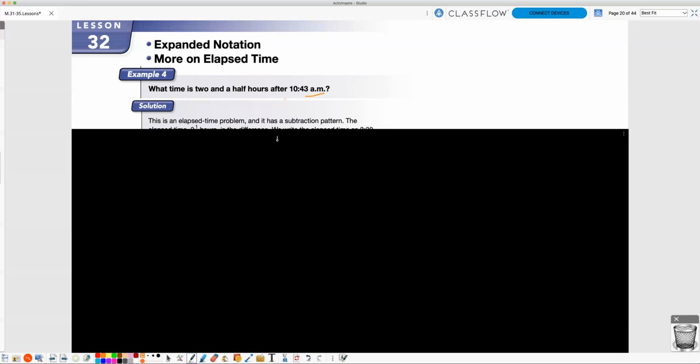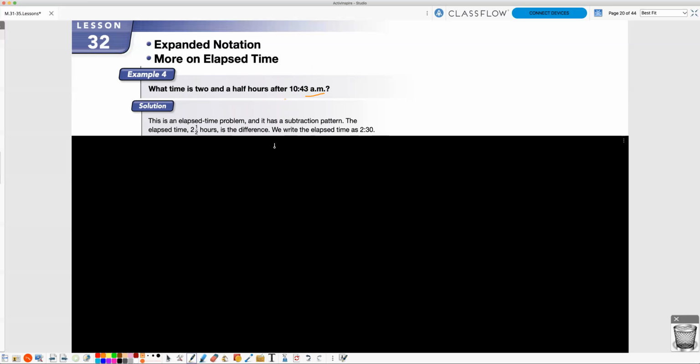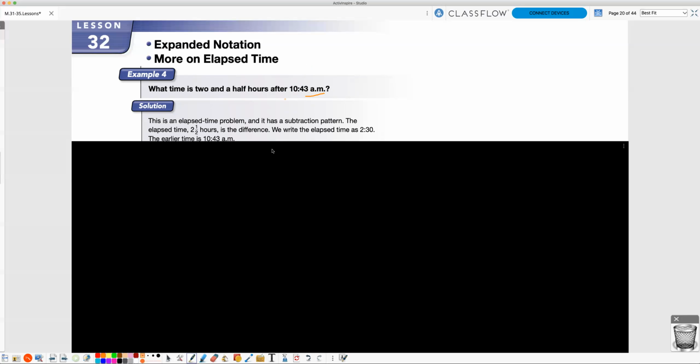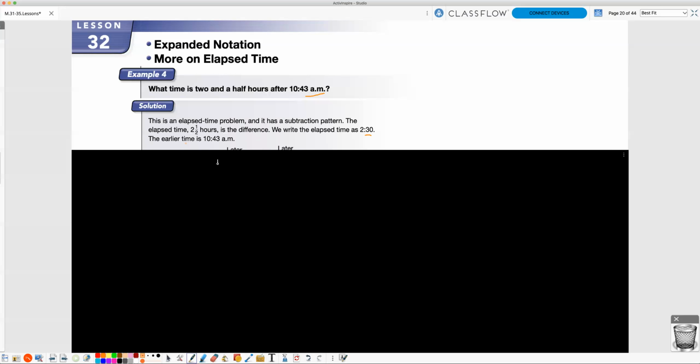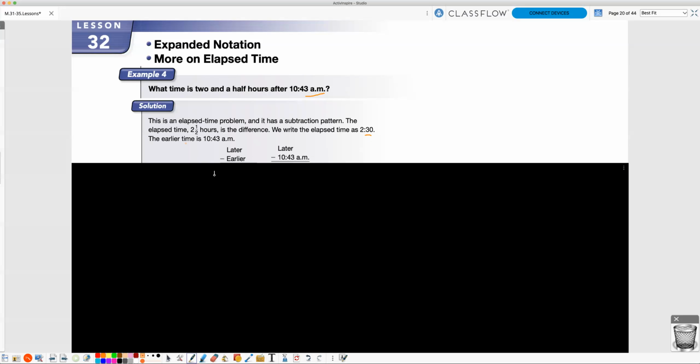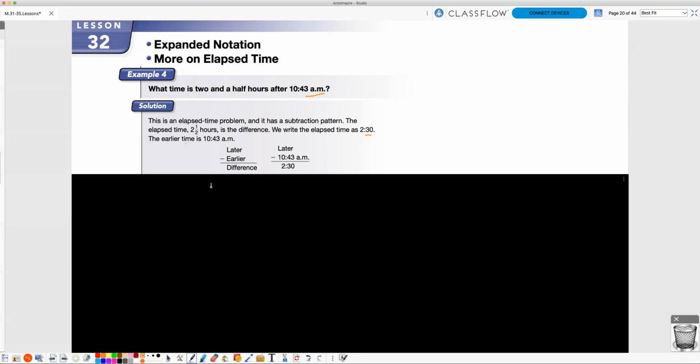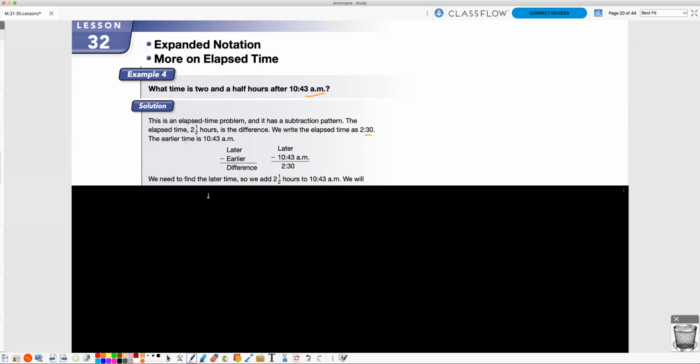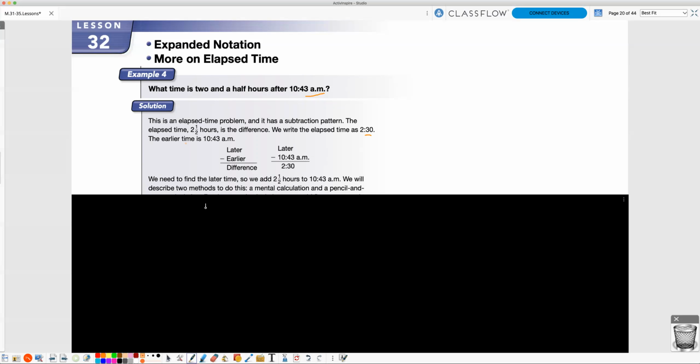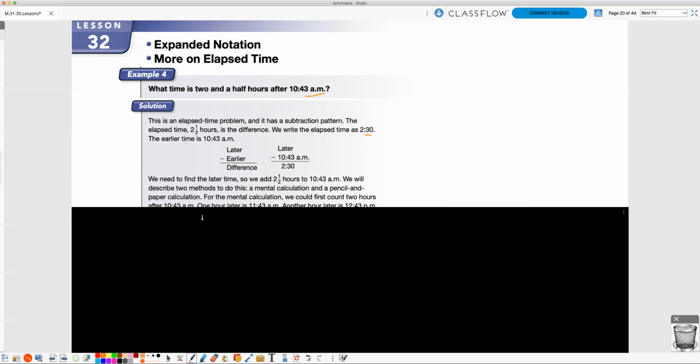This is an elapsed time problem and it has an addition pattern. The elapsed time, 2.5 hours, is the difference, and we write the elapsed time as 2 hours and 30 minutes because 30 minutes is half of an hour. Remember, the full hour has 60 minutes. The earlier time is 10:43 a.m. So if it's 10:43 a.m. and you add 2 hours and 30 minutes, there are two methods you can use, mental calculation and pencil and paper calculation.